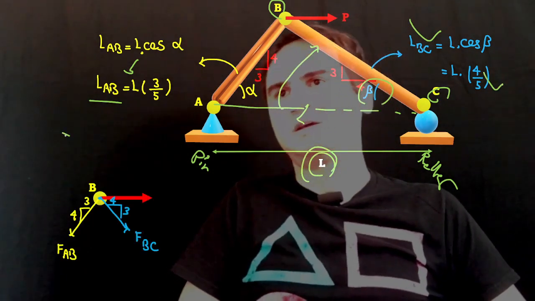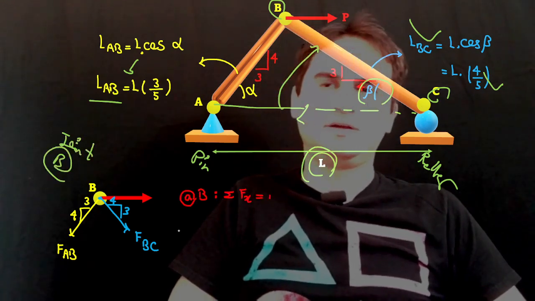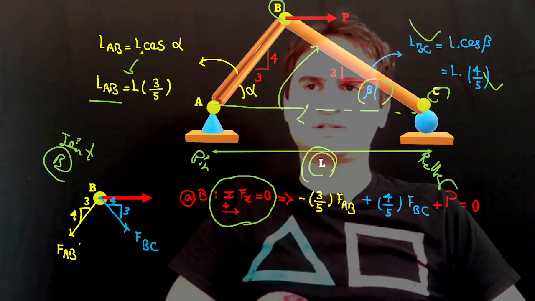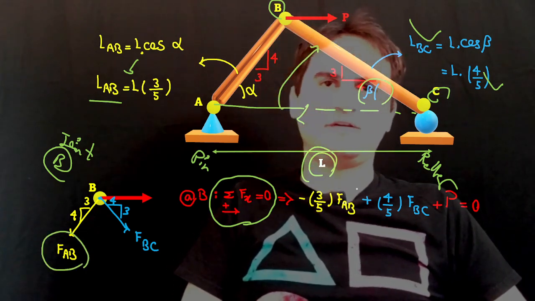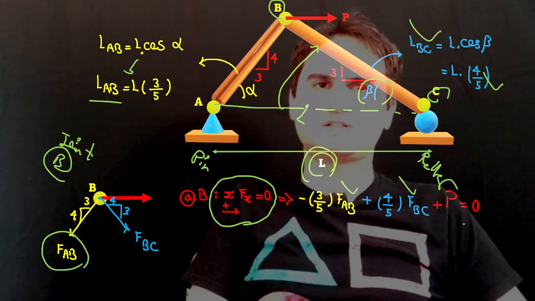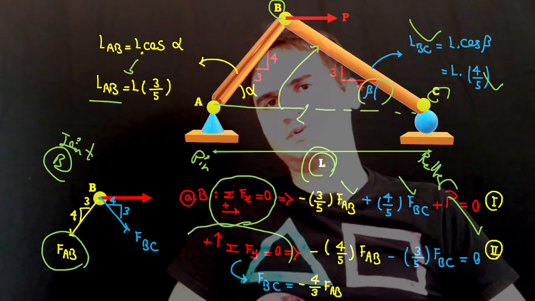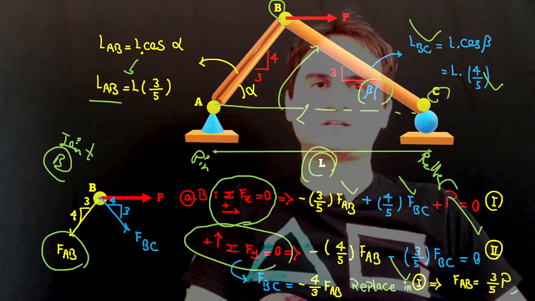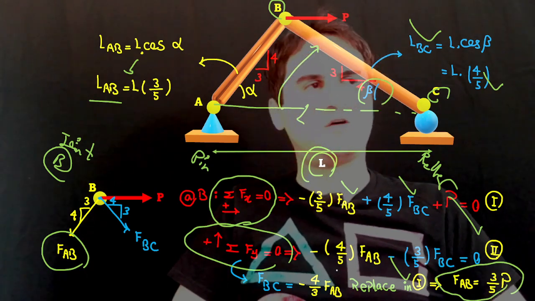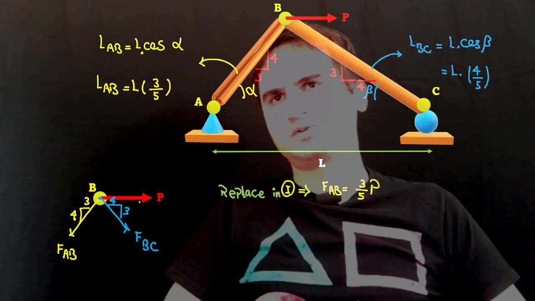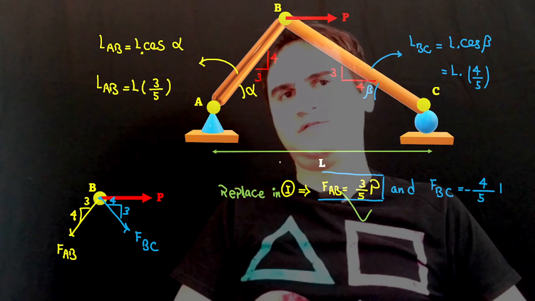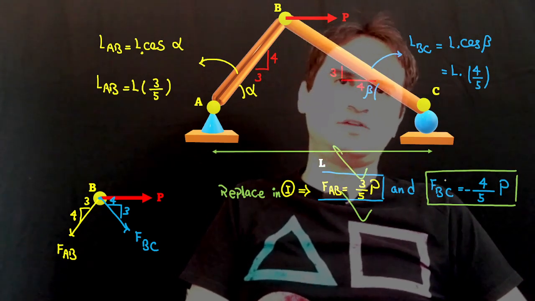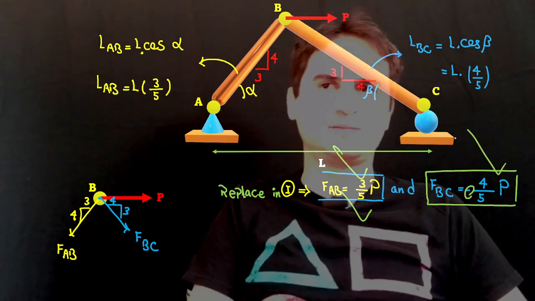As soon as we have that, we can create forces at joint B, and by taking the summation of forces at B in the x direction equal to 0, this gives us negative 3 over 5 FAB plus 4 over 5 FBC plus P equals 0. Taking the summation of forces in the y direction equal to 0 and replacing equation 1 into it gives us FAB over 5 out of the total load of P at the top. Using this equation and the previous equation, we get FAB, which is 3 over 5 times P, and FBC is negative 4 over 5 times P.